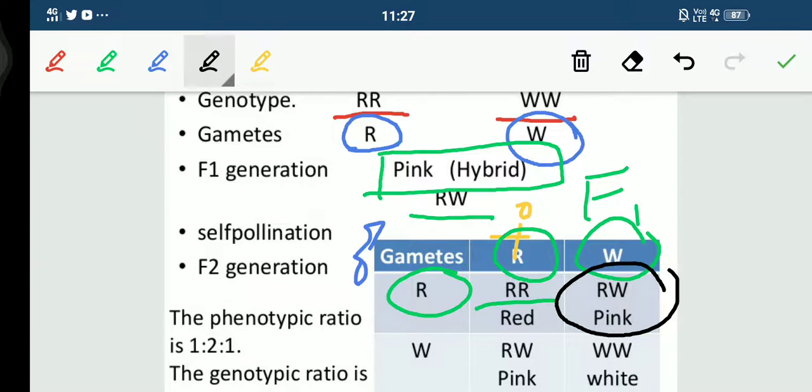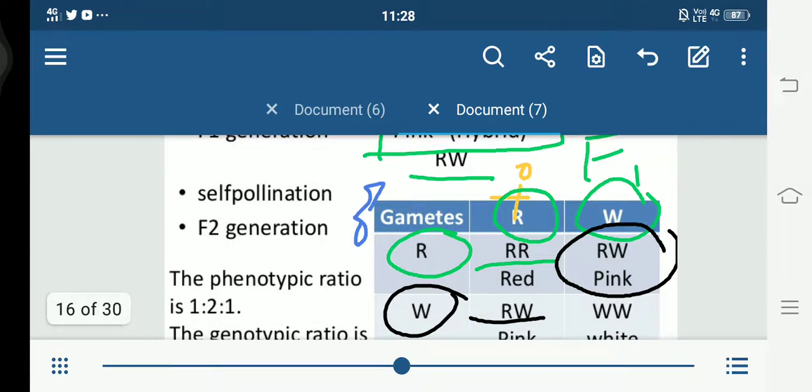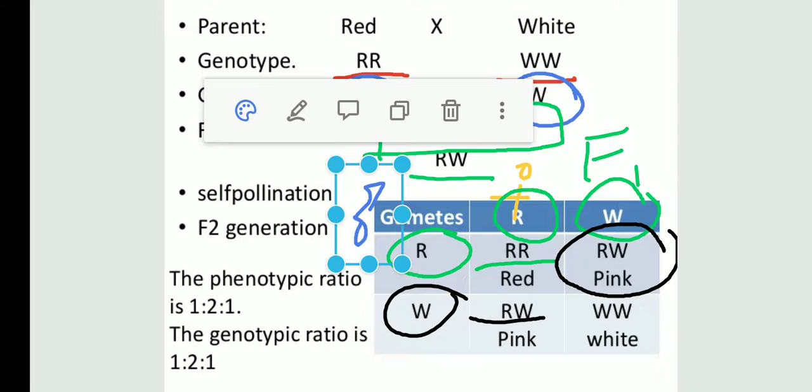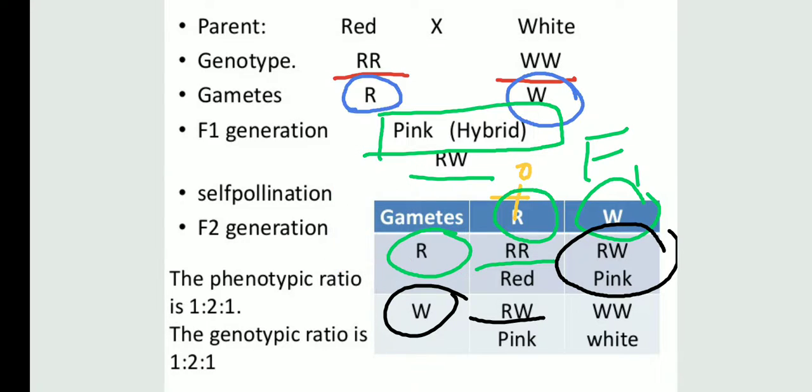Similarly, students, the second gamete, when it gets fused with this capital R, this pink is formed. Fine. And when this fuses with this capital W, white is formed. Okay. So now you can see here, students, that the phenotypic ratio is 1:2:1. And talking about their genotypic ratio, that is also 1:2:1.